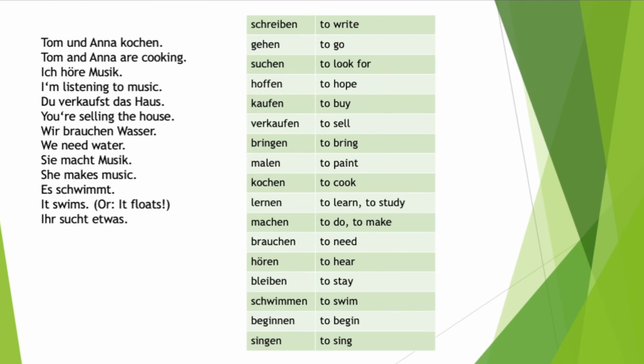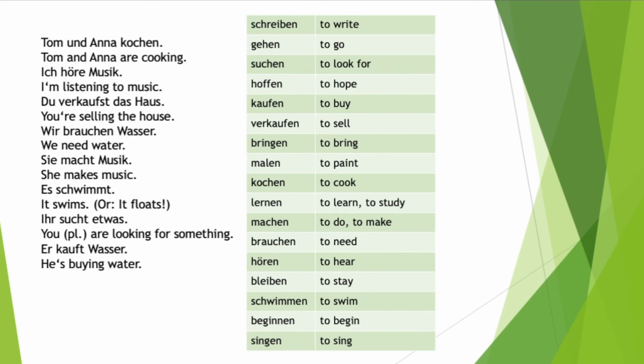Ihr sucht etwas. Etwas means something. You are looking for something. Yeah. And it's you plural. You guys are looking for something. Er kauft Wasser. He's buying water.